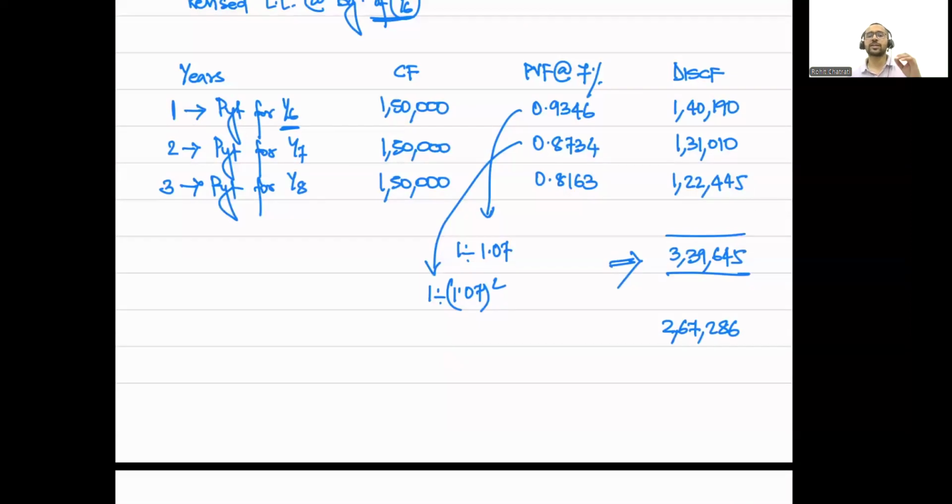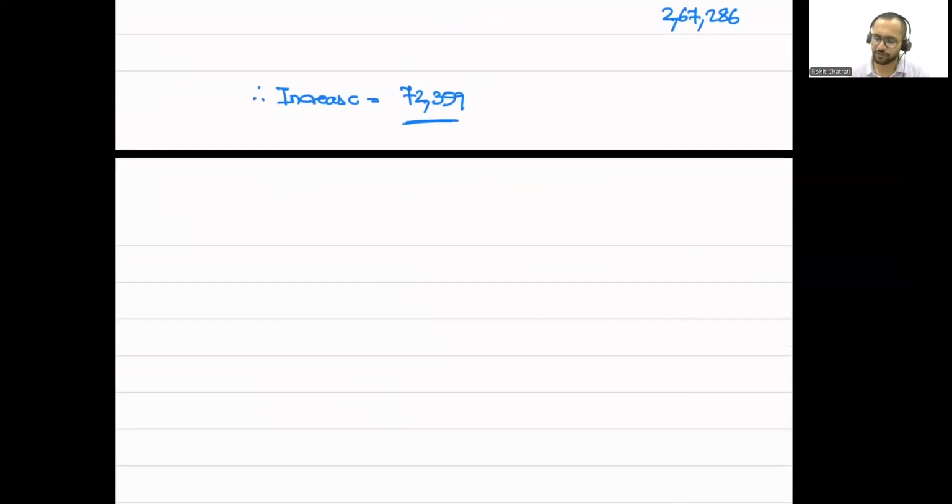I have to now increase it to 3,39,645, which is the revised lease liability. Therefore, the increase in lease liability is going to be equal to 339,645 less 267,286, that is equal to 72,359. Corresponding to this increase in lease liability of 72,359, I will be increasing ROU asset.